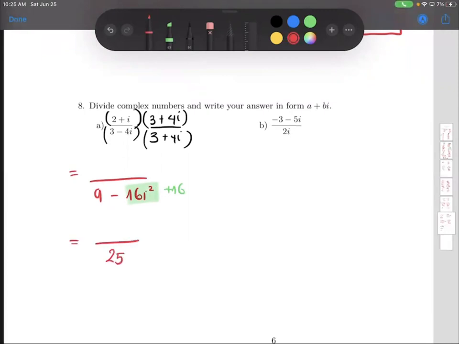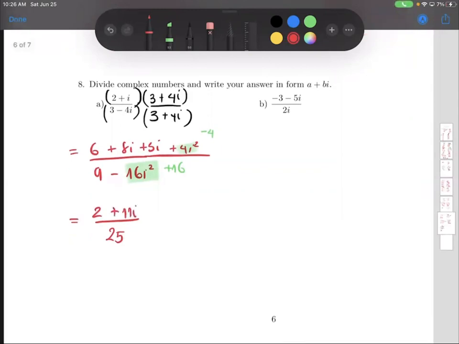Now the numerator, we have to FOIL it. There's no other way. So 2 times 3 is 6. 2 times 4i is 8i. i times 3 is 3i. And i times 4i is 4i squared. We know 4i squared is minus 4. 6 minus 4 is 2. And then combine the 8i and 3i, that's 11i.